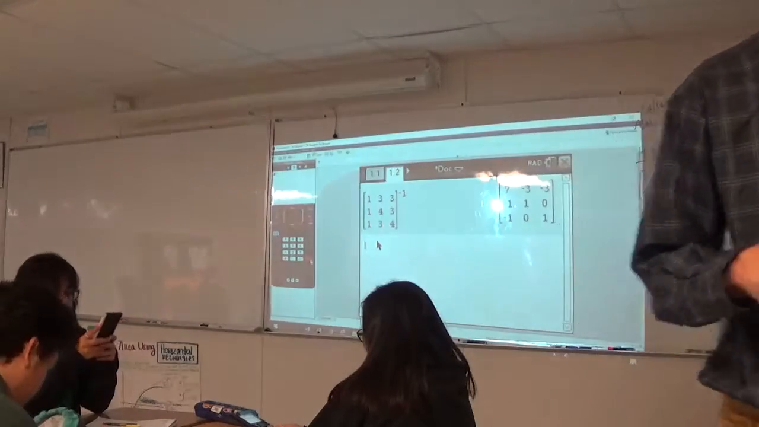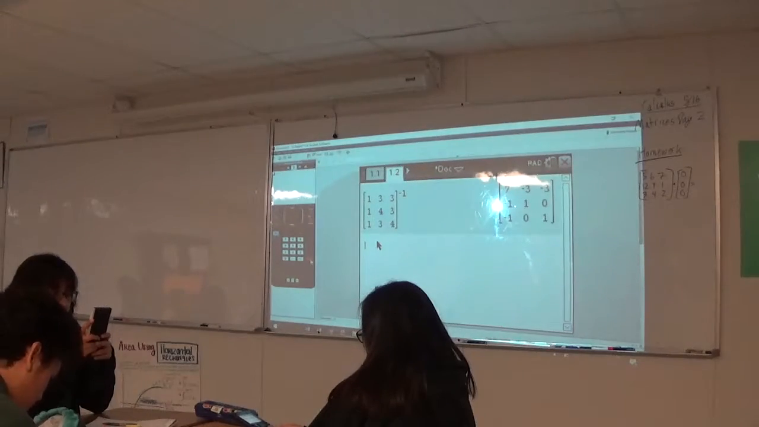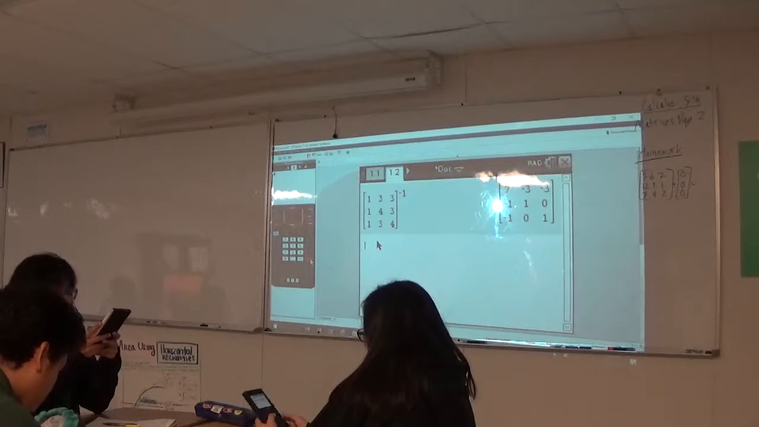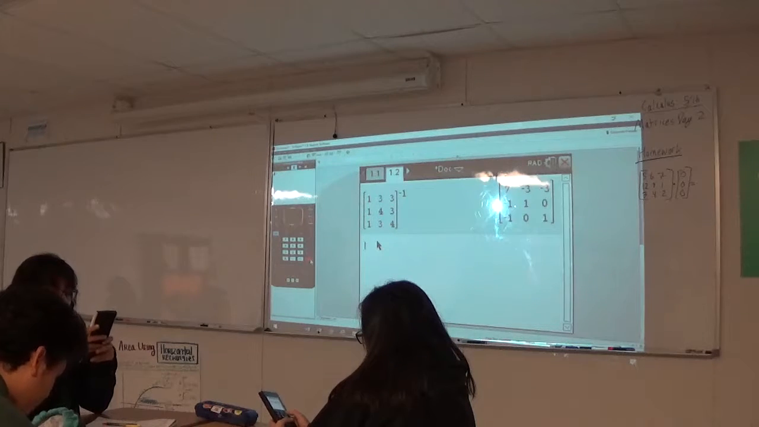What do we want to do with the inverse? Multiply times. No, times, not. We don't need to multiply it times the left. Times the thing on the right.